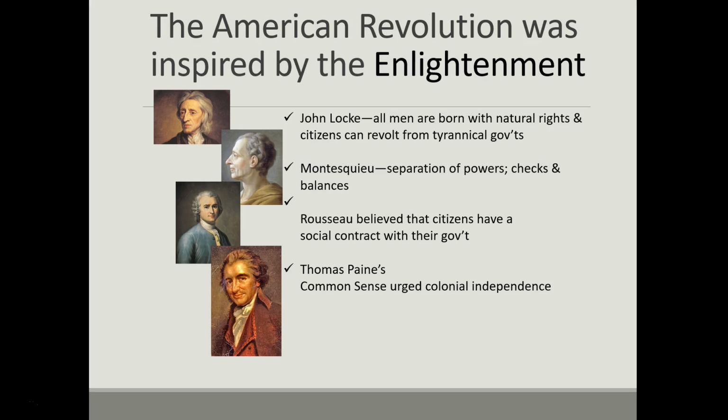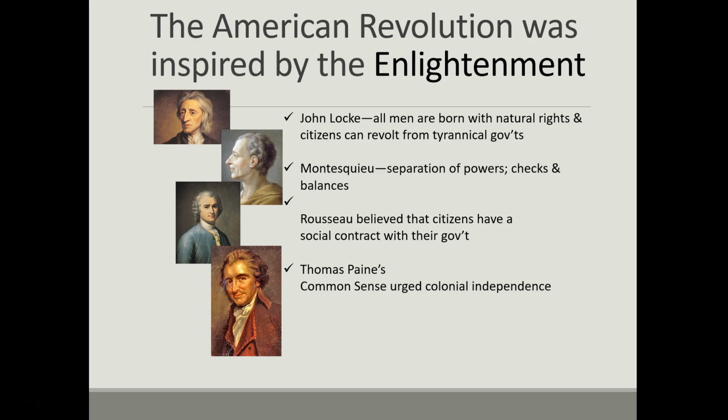So the American Revolution is really inspired by the Enlightenment period in Europe. The main people that our founders base our documents on are John Locke. This is the person that we get all men are born with natural rights and citizens can revolt from a tyrannical government. The Baron de Montesquieu, which is where we get our separation of powers and checks and balances. So we really take part of our governmental structure from him.